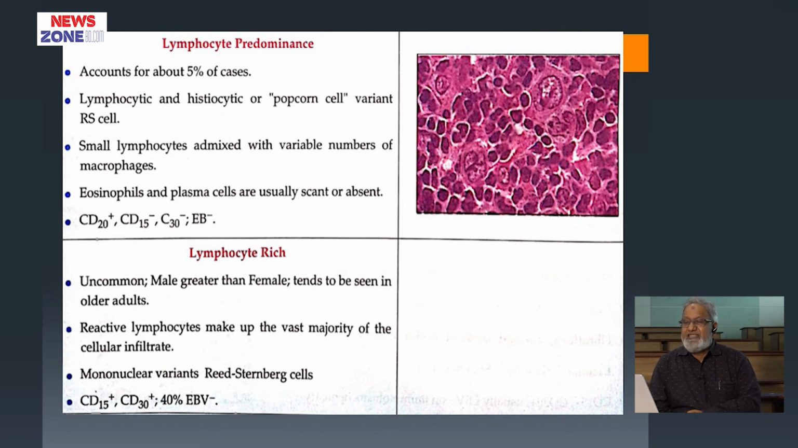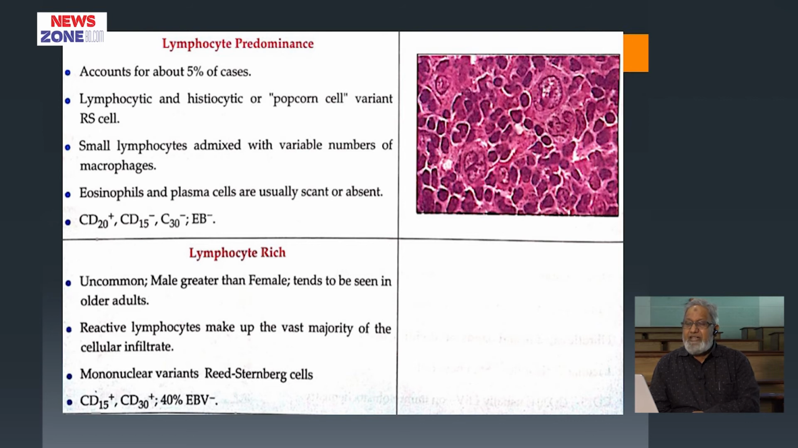Lymphocytic and histiocytic variants of RS cell are present. Small lymphocytes are mixed with a variable number of macrophages. Eosinophils and plasma cells are usually scant or absent, but CD15 is negative, CD30 is negative, but CD20 is positive, Epstein-Barr virus is negative. So it is CD20 positive, that means it is of B cell origin. So it is a B cell lymphoma.